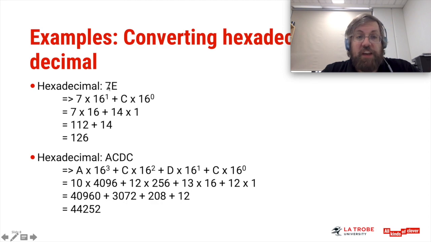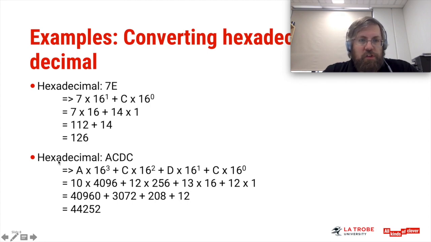Okay? You can also do hexadecimal. So 7e is, I'm sorry, this should be an e, not a c. That's my fault. We have e times 16 to the 0, plus 7 times 16 to the 1. That's 14 times 1 plus 7 times 16. 112 plus 14 equals 126.